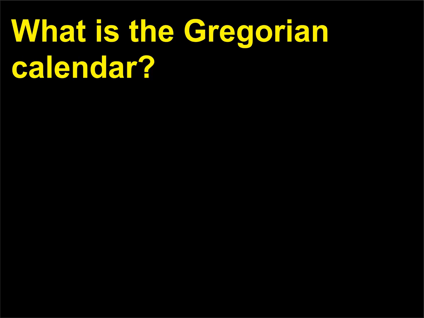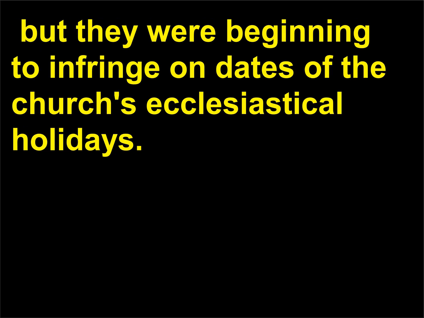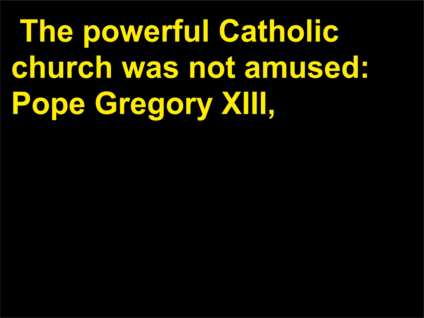What is the Gregorian calendar? By 1582 the discrepancies in the Julian calendar were not interfering with timekeeping, but they were beginning to infringe on dates of the Church's ecclesiastical holidays. The powerful Catholic Church was not amused.